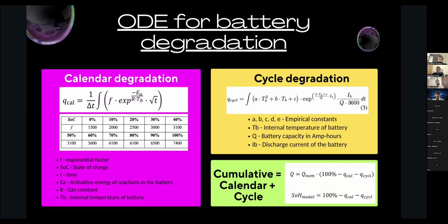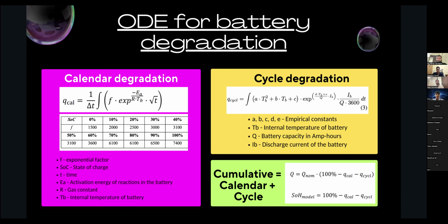So in order to model and predict battery degradation over time, we have to use scientific machine learning and ordinary differential equations. So calendar degradation and cycle degradation both have ordinary differential equations, as you can see, that can be used to calculate the degradation over time. These are base equations that are a standard, but each battery has a different set of differential equations. Each battery will have a different set of constraints and a different molecular structure.